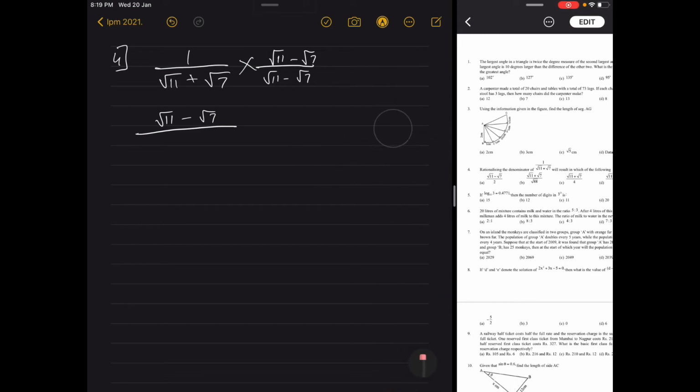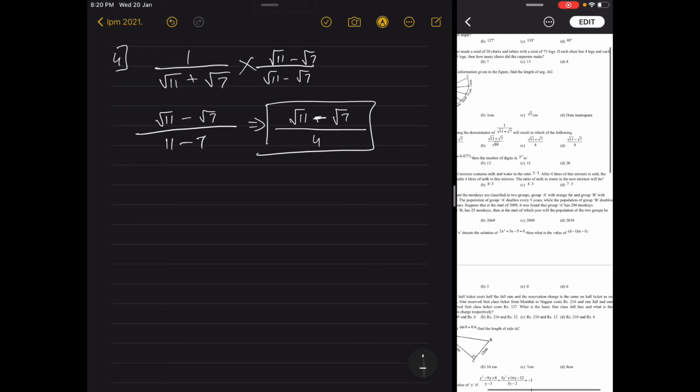Let me erase this first. Root 11 minus 7, which is equal to root 11 minus root 7 by 11 minus 7, which is 4. So this is our final answer because we can't simplify it anymore. So we can find our answer here. It's the D option. Answer is D.